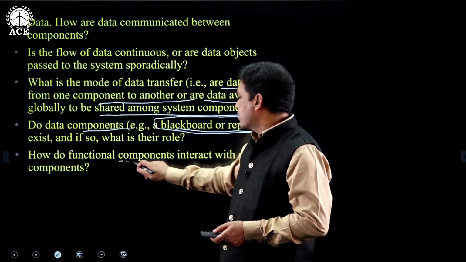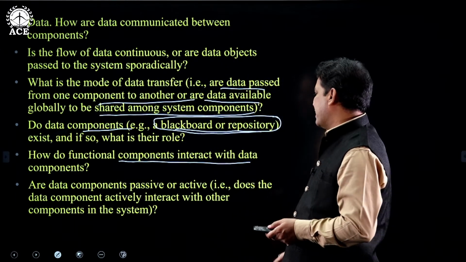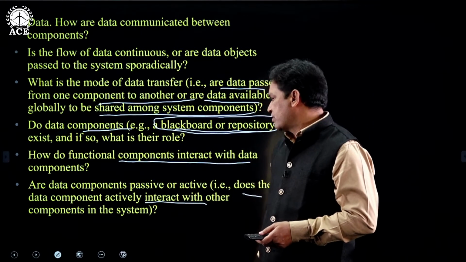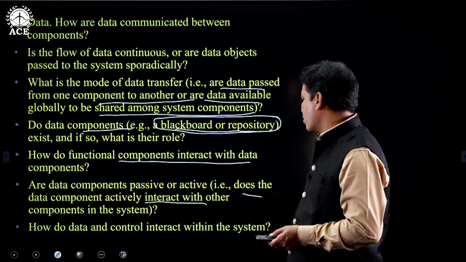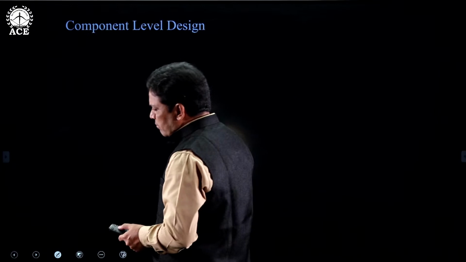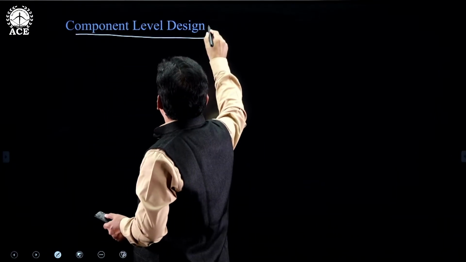How do functional components interact with data components? Are data components passive or active? Do the data components actively interact with other components in the system? How do data and control interact within the system? So that is about the interaction among components. Next we are going to discuss component level design.